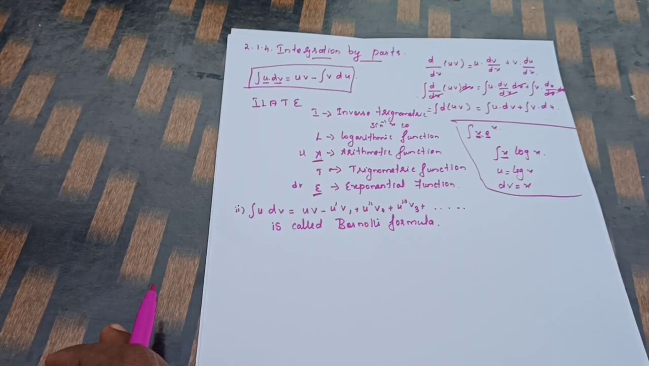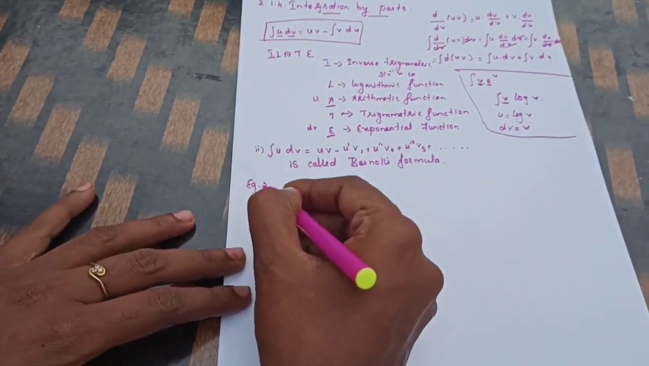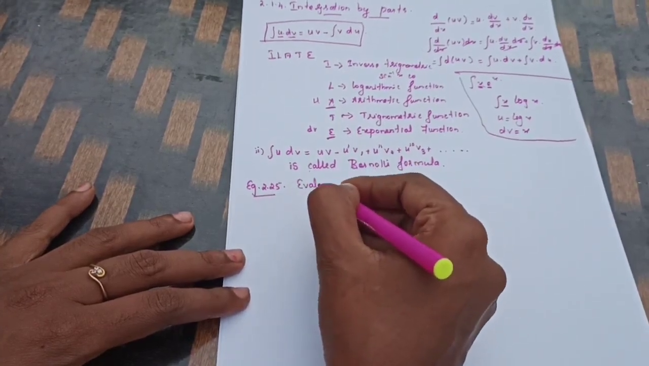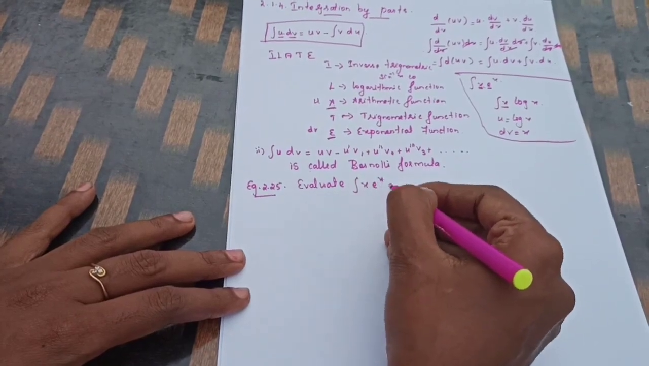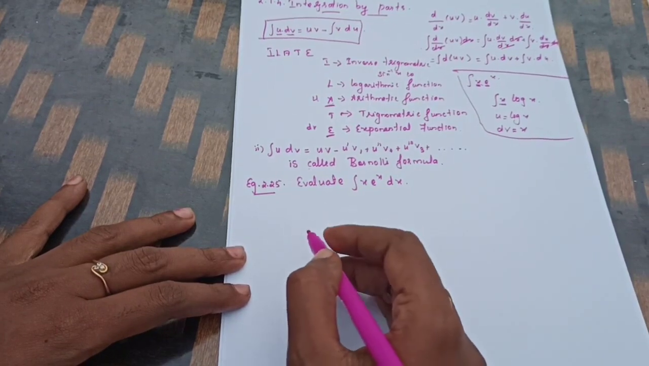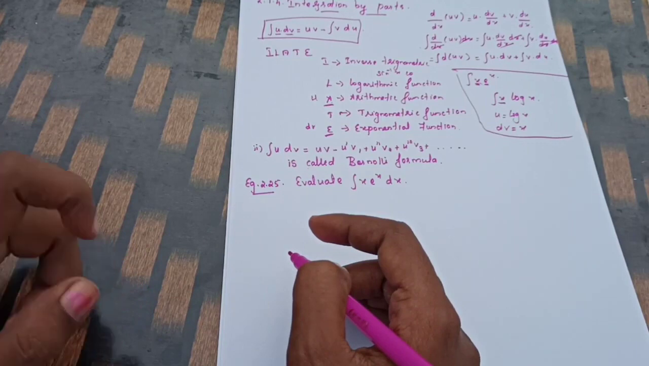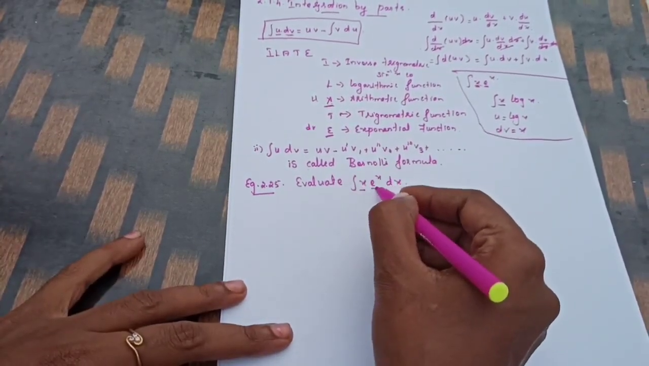One problem we can do, then only it will be very easy for you. Example 2.25. Evaluate the integral of x e power x dx. When you get the question, at once you need to find what will come first. Logarithmic function or exponential function, which function will come first? Here x and e power x are there.